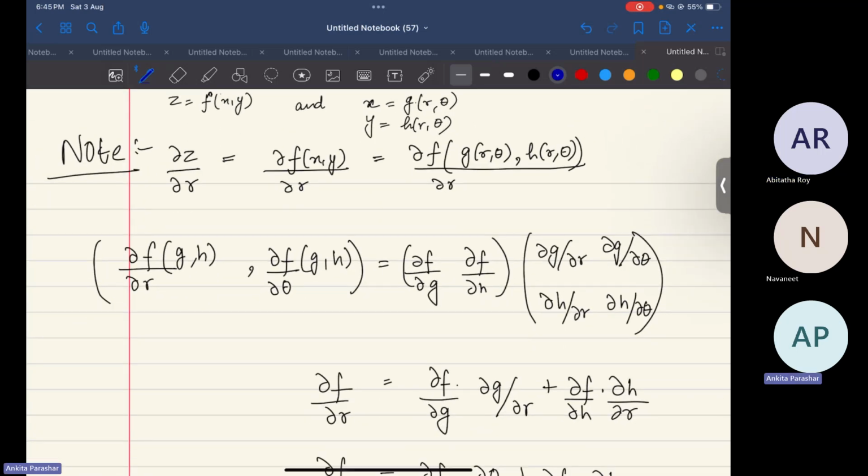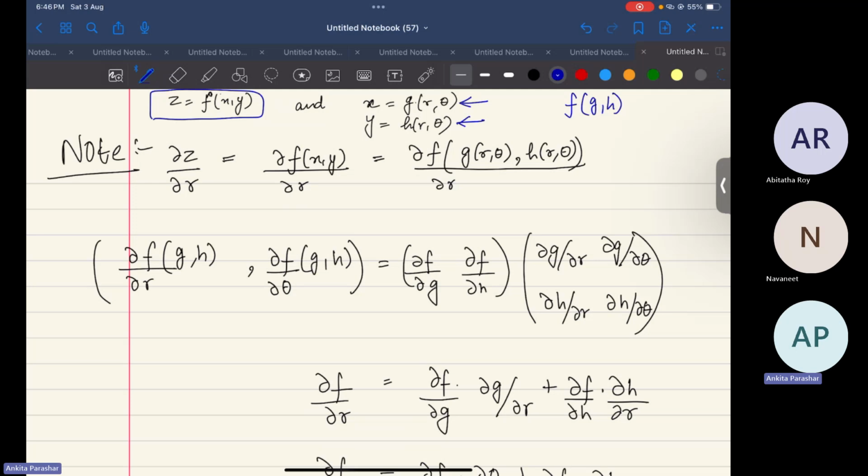Suppose your function z is a function of x, y. x further is a function of r and theta. y is a function of r and theta. That means you can write your function f as f composed with g. This is okay. I think f composed g. Sorry, what I'm writing, f of g comma h.